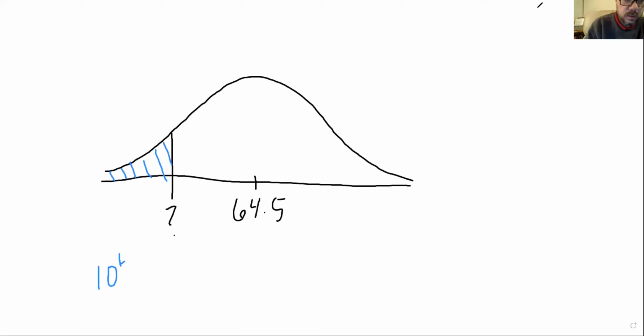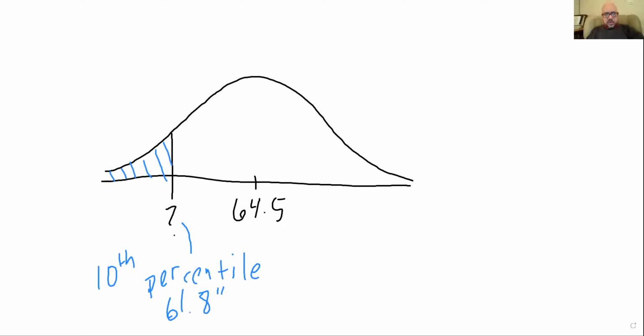The 10th percentile is this guy right here, right? It's whatever number has 10% of the area to the left of it. And we just found out that it was 61.8 inches, which goes quite well with our picture, right? Something kind of far-ish to the left, which is exactly what you'd expect.